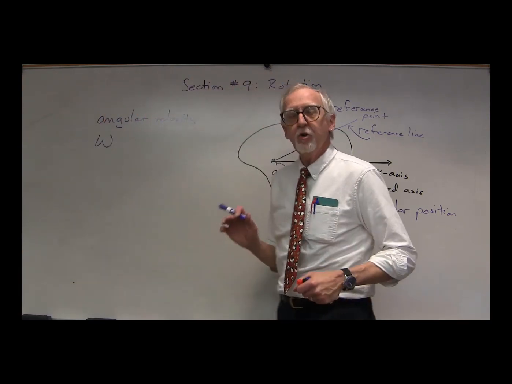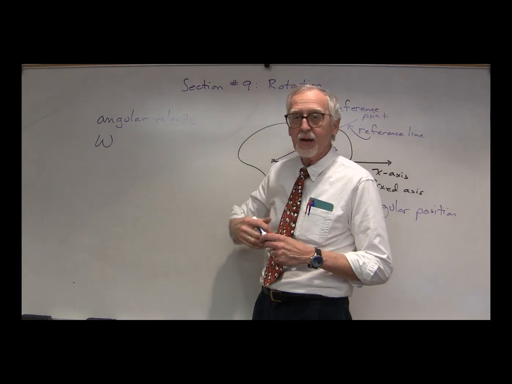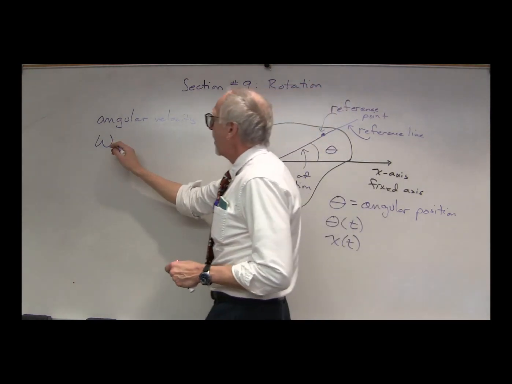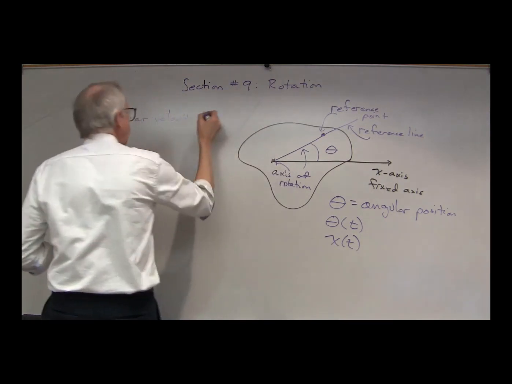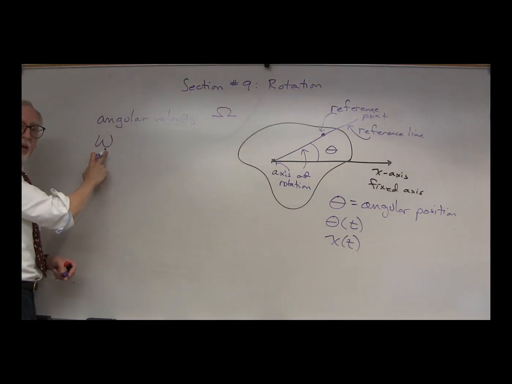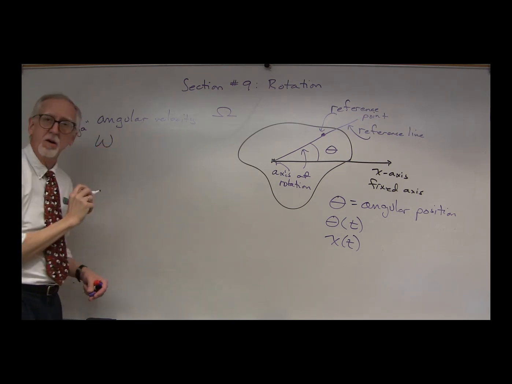The symbol that we'll use for angular velocity is a lowercase Greek letter omega. It looks like a W, but it's kind of a rounded W. You might have seen a capital omega. It looks something like this. But this is a lowercase. So in Greek we have capital letters, lowercase letters. This is a lowercase Greek letter omega. So that's what we'll use for angular velocity.